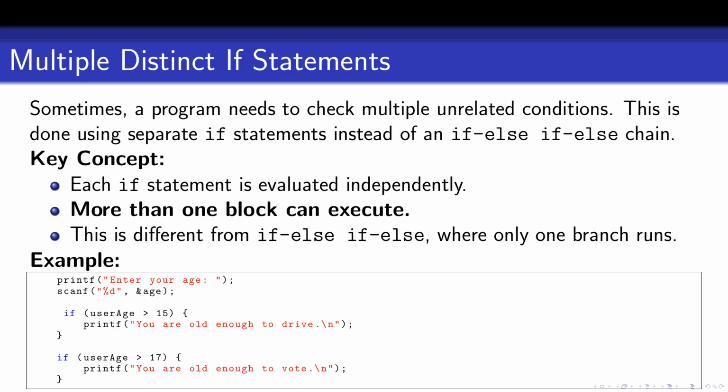For example, you might want to print a message if someone is at least 16 years old, and a separate message if they're 18 or older. In this case, both messages could be printed for someone who's 20. This approach is helpful when conditions are not mutually exclusive. Just be careful. Using multiple ifs where an if-else would be more appropriate can lead to logic bugs, especially if you assume only one block will run. Choose your structure based on whether the outcomes should be exclusive or cumulative.